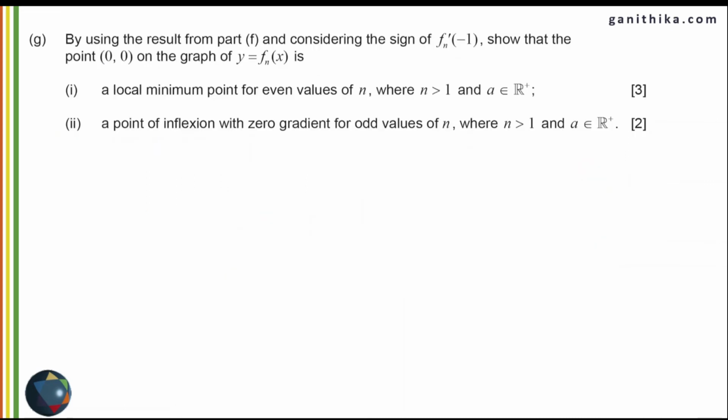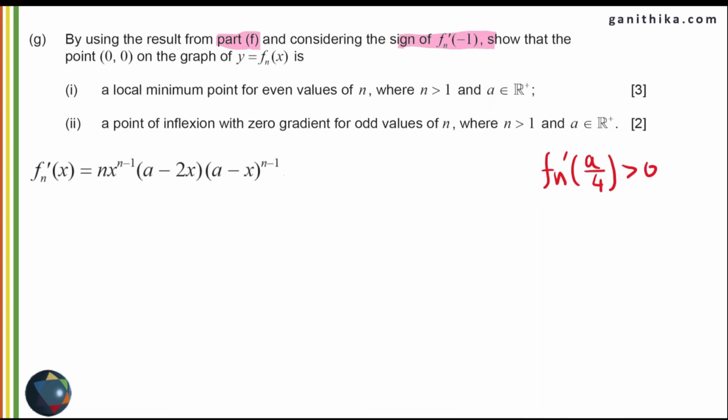The next question is asking you to use the results from part F. We just proved that in part F, the derivative at x is equal to a over 4 is positive. And also you are supposed to find the signs of the derivative function at x is equal to -1. Pause the video here. Use this function and substitute x as -1 and find out the signs for this particular function.